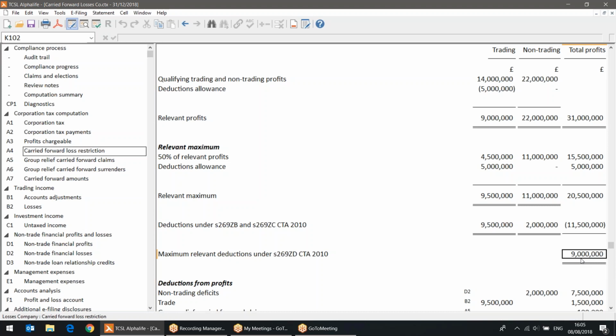And for the total profits column, the sum of deductions from total profits, which will include post-1 April 17 trade losses and non-trading deficits. But note that in the case of the section 269ZD restriction, the relevant maximum is reduced by the amount of losses offset under the 2 preceding sections.